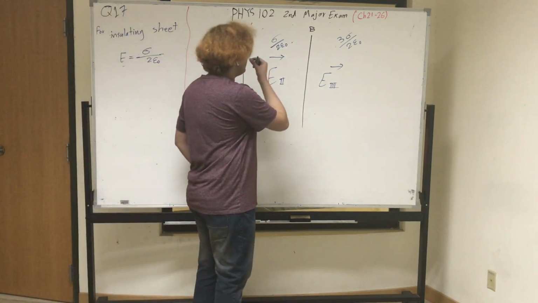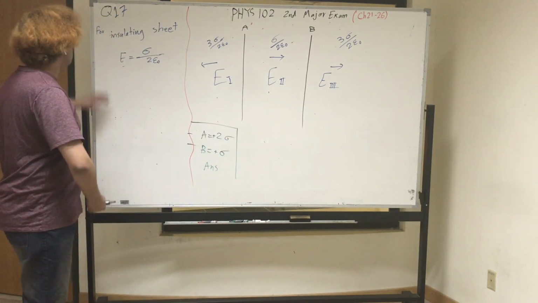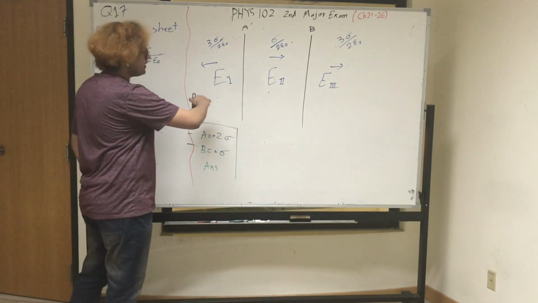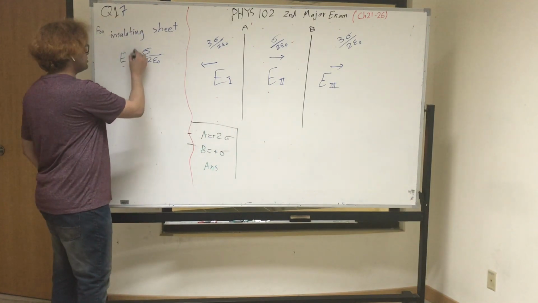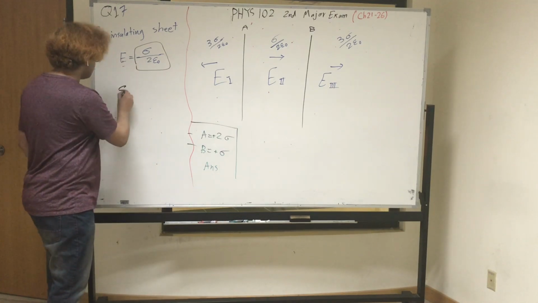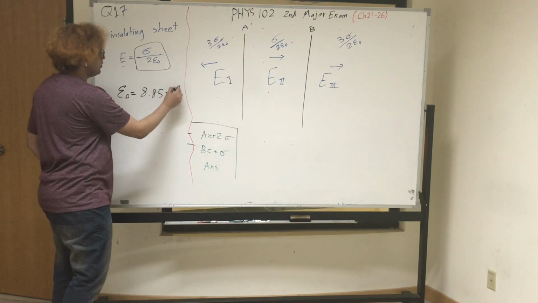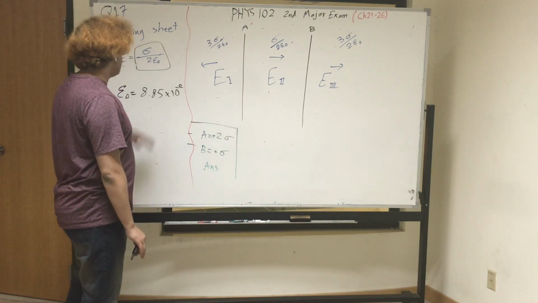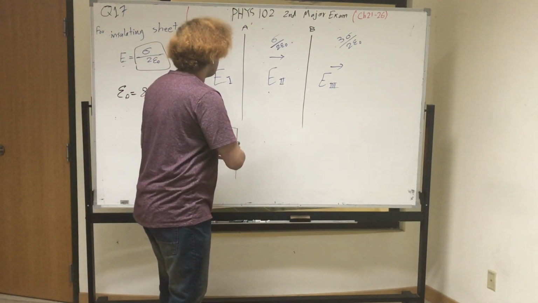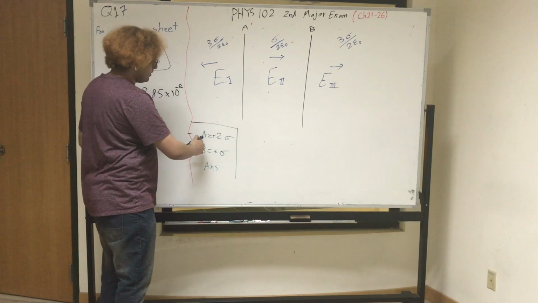So we have two insulating sheets of charge. And we know that when we have an insulating sheet, the electric field at any point around the insulating sheet is going to be equal to the surface charge density over 2 epsilon naught. Epsilon naught is just a constant, equal to 8.85 times 10 to the negative 12, but we're not concerned about this here. What we care about is we want to express the surface charge density of A and B in terms of sigma.